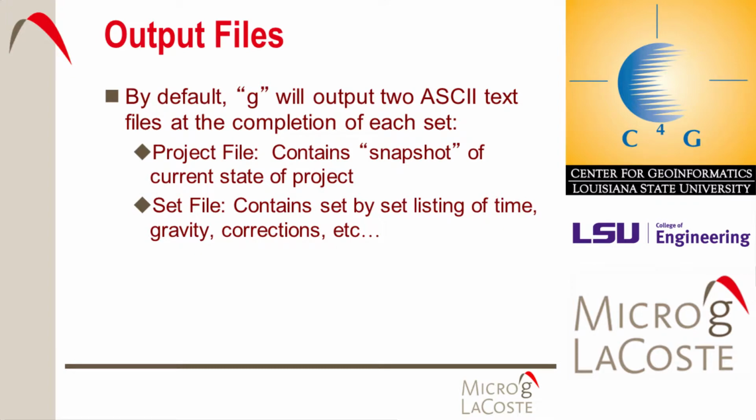So by default, I think we kind of talked about this earlier. The project file contains the snapshot of the current state of the project, meaning a very general overview. It'll give you a gravity value, kind of your parameters that you had in the file to begin with. And then the set file does the same thing for each one of the sets. It contains a little more detail. I'll switch back over to the program here in a second, and I'll show you those. Those are just text files.